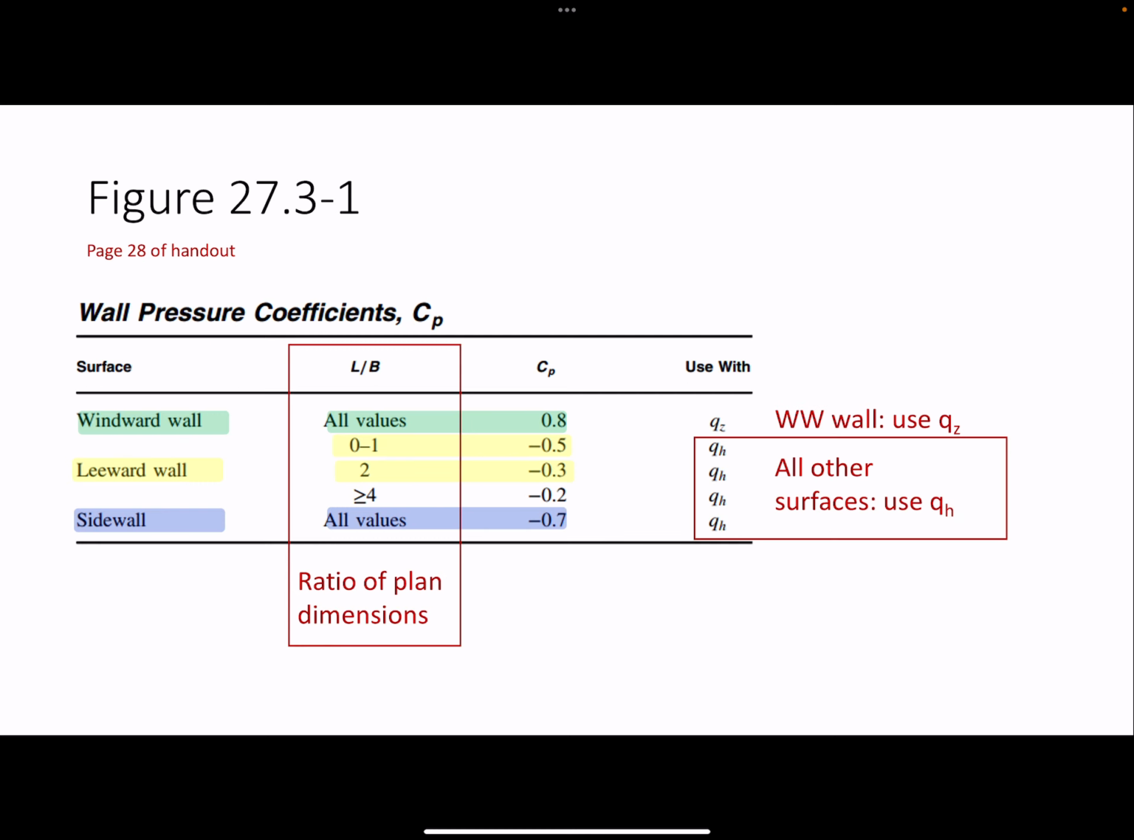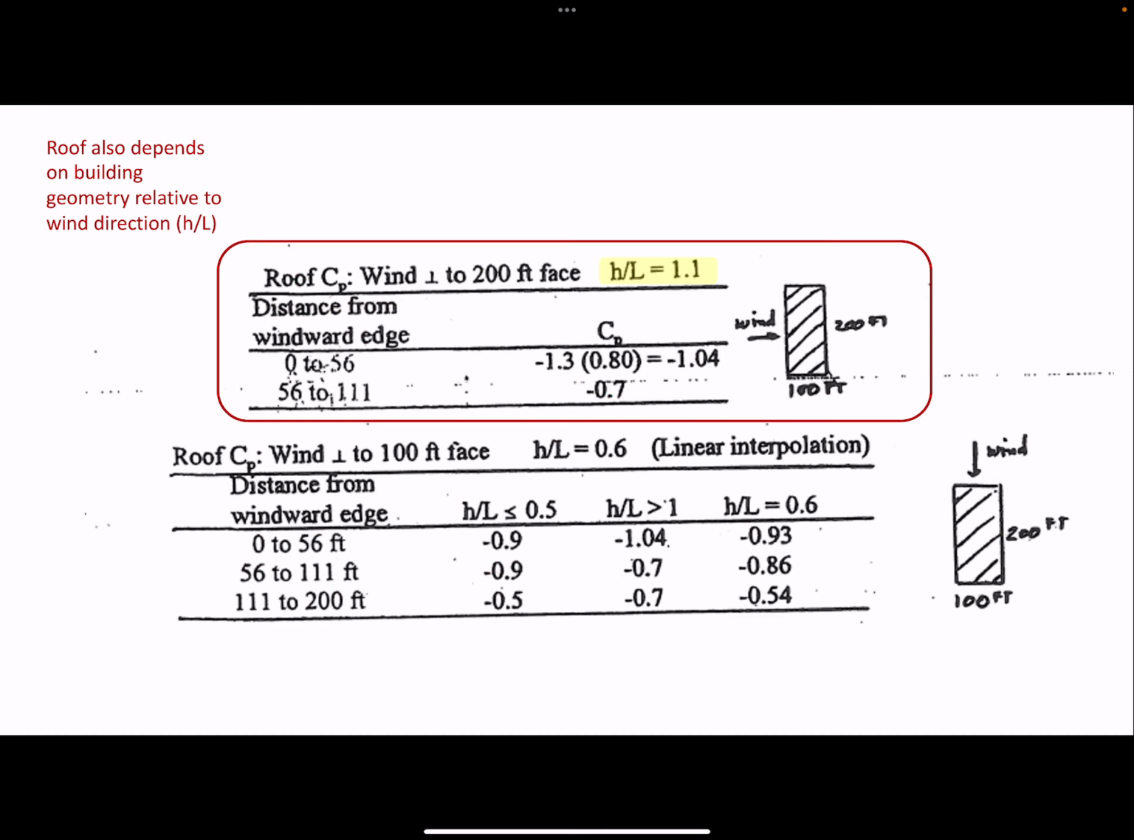So we would just pull those values for the leeward wall. We would have a negative 0.5 for one wind direction and a negative 0.3 for the other wind direction. Regardless of wind direction, we would have 0.8 for the windward wall and negative 0.7 for the side wall. So looking at first the wind perpendicular to the 200-foot face, for our roof pressures, we need to know this H over L factor. And again, H is that mean roof height, which is 111 in this case. For wind direction perpendicular to the 200-foot face, L is 100.